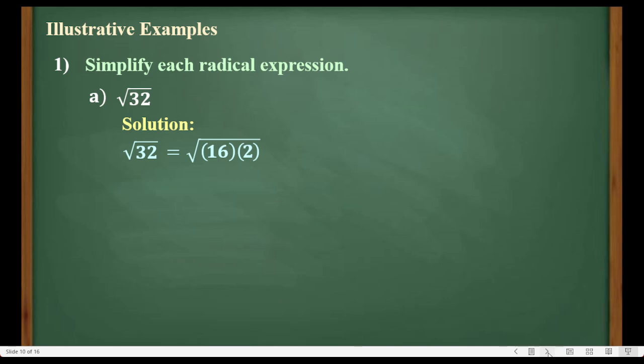Then, applying the first law of radicals, this can be expressed as the square root of 16 times the square root of 2. We know that the square root of 16 is equal to 4, followed by the square root of 2. So, the final answer is 4 square root of 2.